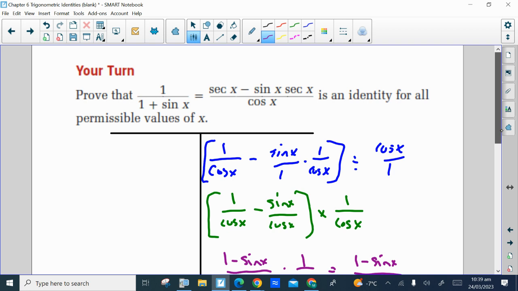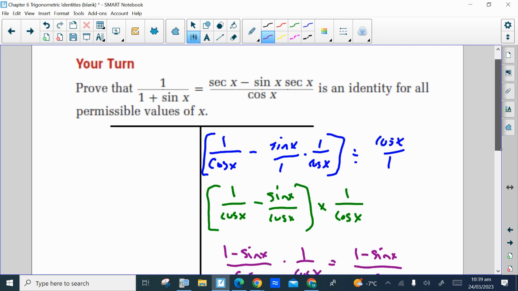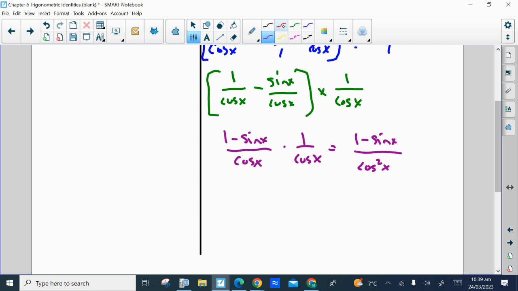So I'm not done yet, obviously. I need to get 1 over 1 plus sine x. That's what's on the right. So next what I'll do is I'll take the cos squared x and I'll replace it with 1 minus sine squared x. And that comes from that Pythagorean identity. Normally we're going to make things simpler, but in this case we're actually going to expand it a little bit. And you'll see why I chose to do that in a second.